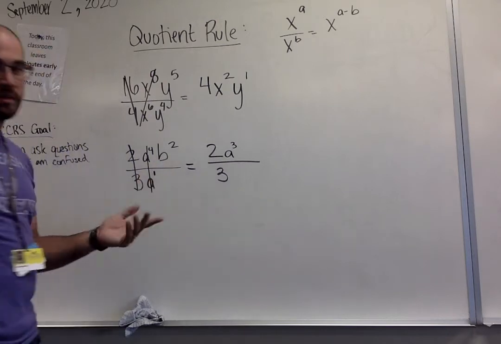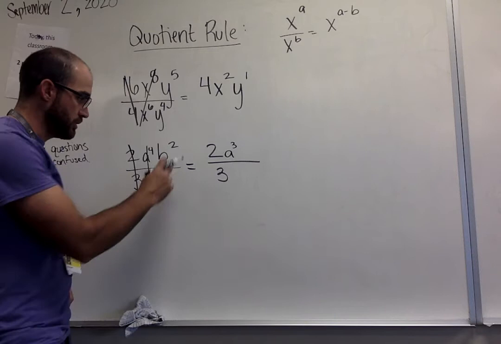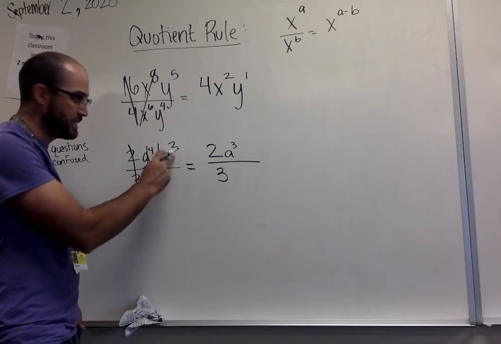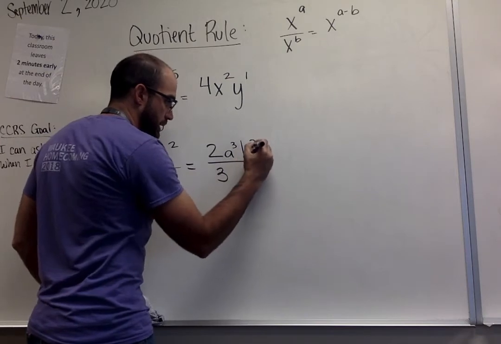Just like when we dealt with our multiplication, if I ever have a variable that doesn't have a buddy or a partner, so in this case it has nothing down below, it just stays where it's at. Okay, so this one will just stay b to the 2nd. It's staying up on top.